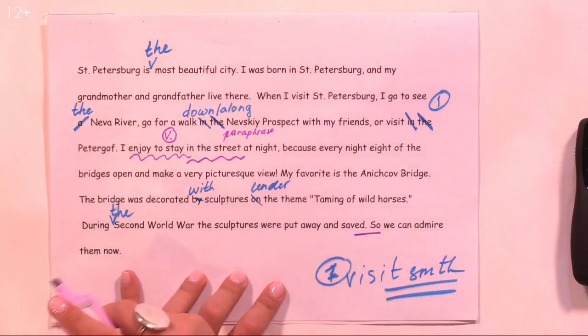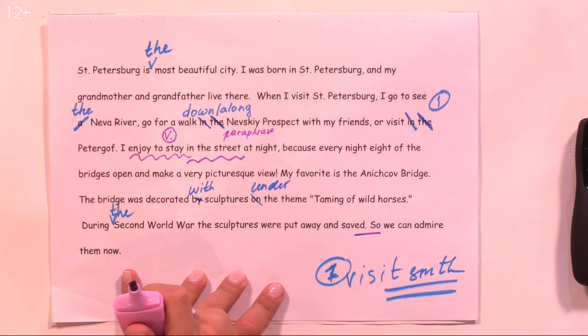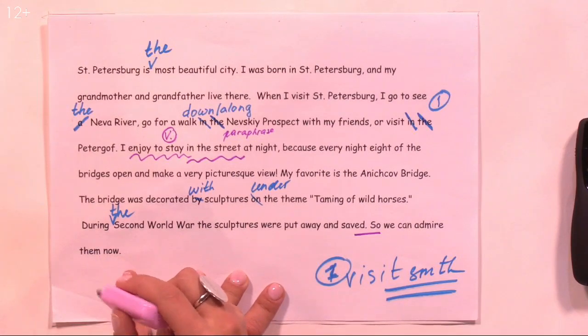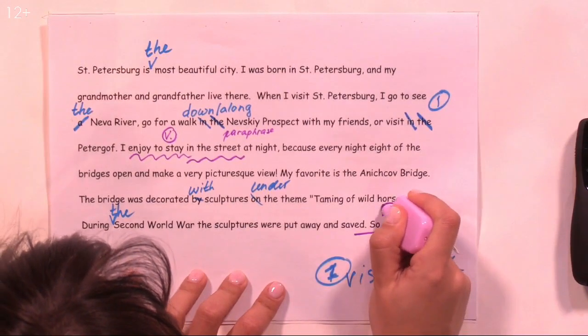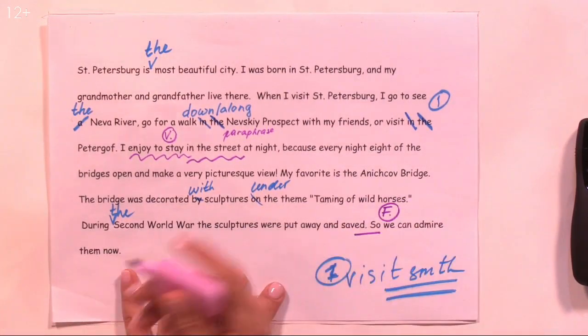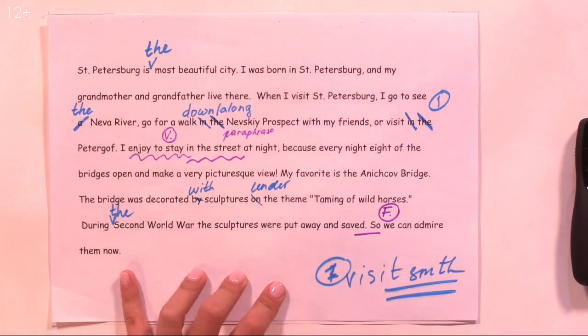So because every night 8 of the bridges open make a very picturesque view, my favorite is the Anichkov bridge. The bridge was decorated with sculptures under the theme taming of wild horses. During the Second World War, the sculptures were put away and saved. Now, will you please tell me what kind of mistake that is? We have already seen it a couple of times today. Obviously, this is fragmentation, right? Unnecessary division of a sentence into several sentences. We can label it as fragmentation.